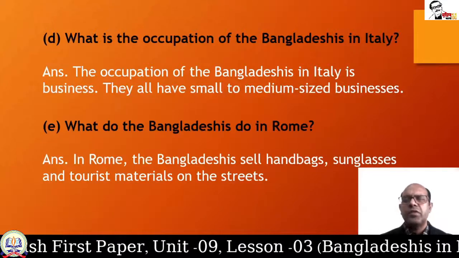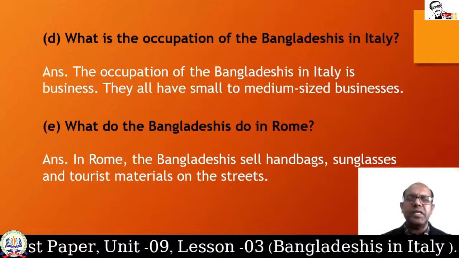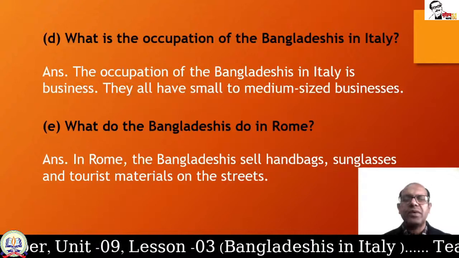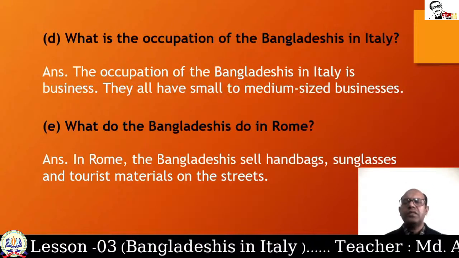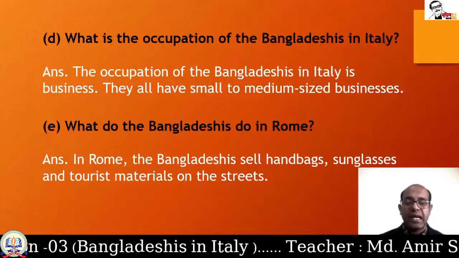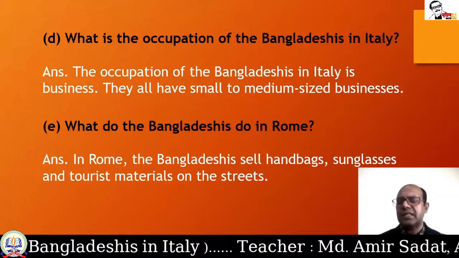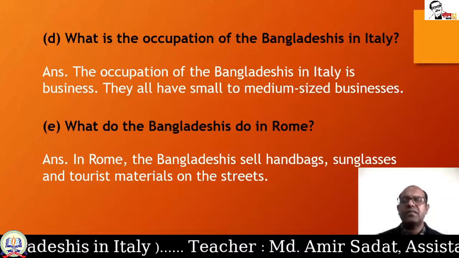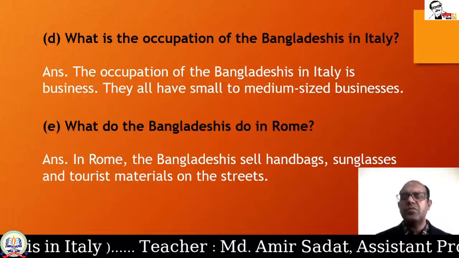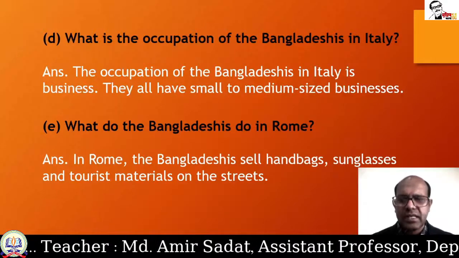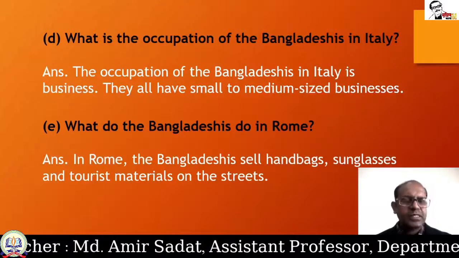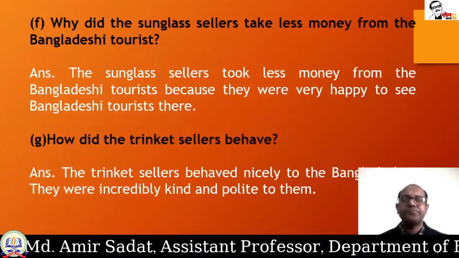Now question E. What do the Bangladeshis do in Rome? And the answer is in Rome, the Bangladeshis sell handbags, sunglasses and tourist materials on the streets.